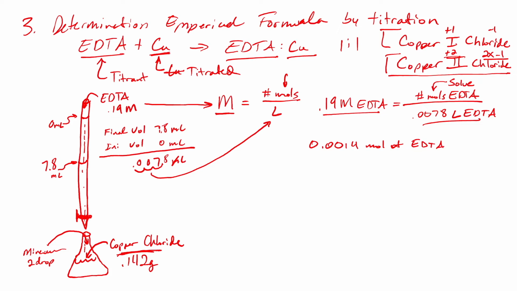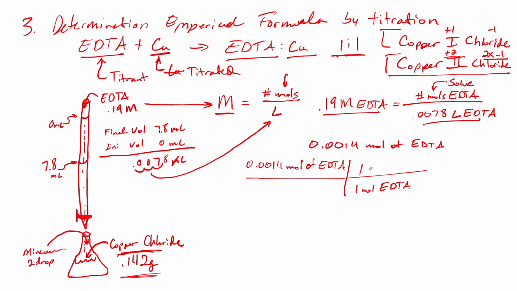All right, so that's helpful, because now you can figure out the number of moles of copper that were in the solution that you titrated right here. So how do we do that? Well, we start by saying 0.0014 moles of EDTA. And then recall from up here, we have a 1-to-1 molar ratio. So for every 1 mole of EDTA, you get 1 mole of copper. And then you need to figure out how many grams there are of copper. That's how much copper was in there.